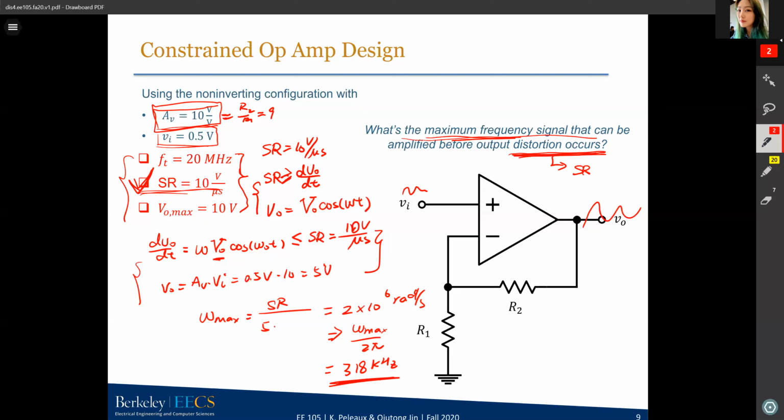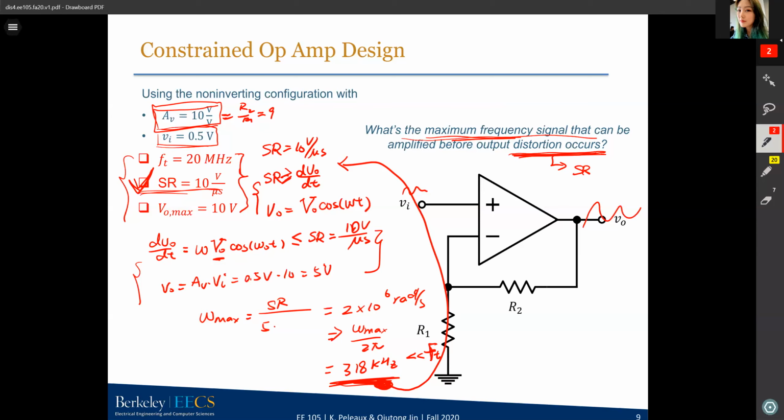You have to put your design back against the constraints and check whether your result satisfies them or not. Here, our maximum frequency is 318 kHz. This is much less than F_T, which is 20 megahertz.